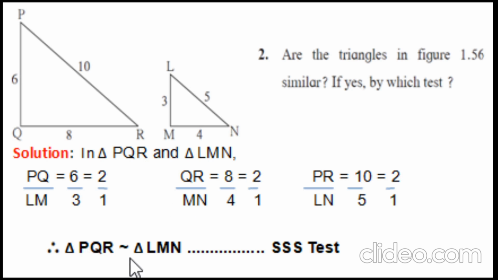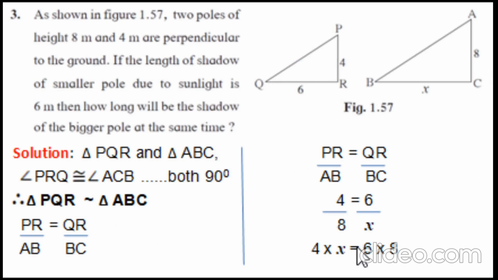Therefore, these two triangles PQR and LMN are similar by the SSS test, that is the side test. Next, question number 3 is given.